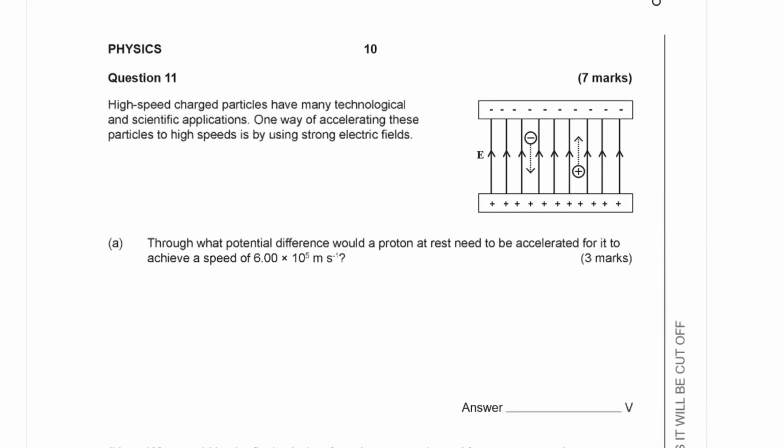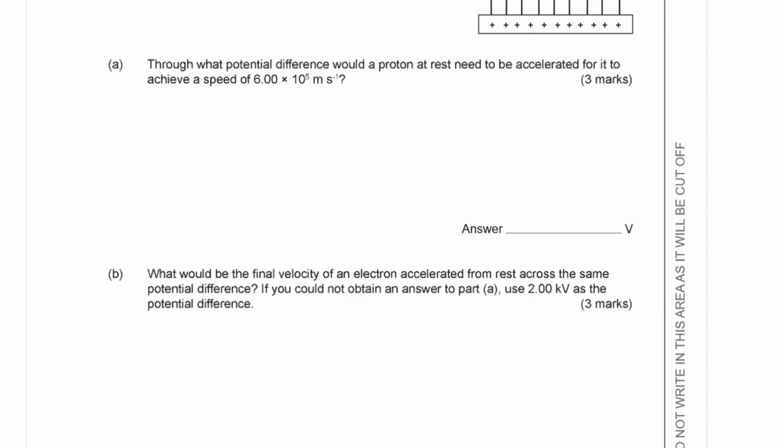Okay, and question 11, we now have some higher speed charged particles. It's basically asking, through what potential difference will a proton at rest need to be accelerated? So you have a proton that's been accelerated through an entire potential, which means all the work done on that charge as it passes through the potential will end up being converted to kinetic energy. In other words, the change in kinetic energy that this particle will have is going to be equal to the work done on the charge, which is going to be equal to QV.